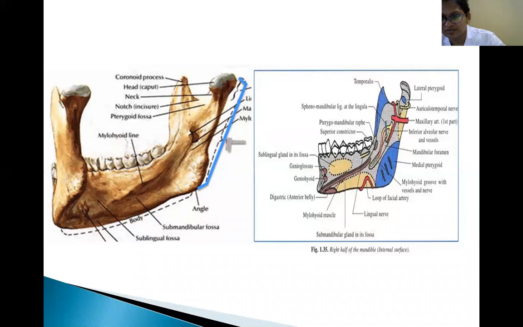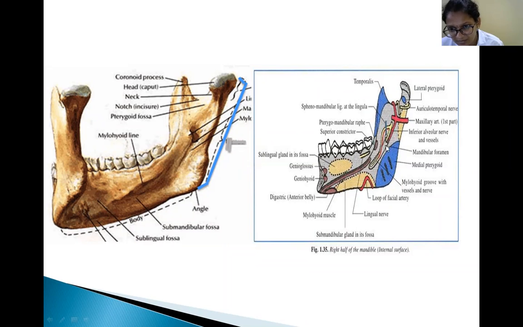This lingula gives attachment for the spinomandibular ligament. The spinomandibular ligament is attached to the tip of the lingula. Already you had studied about the attachment of the superior constrictor muscle.